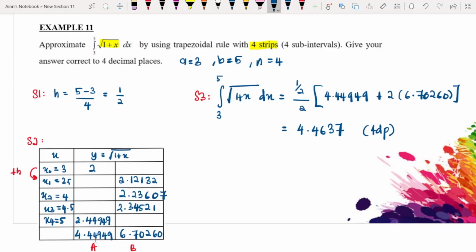So again, how to use your calculator. The first step is to press your mode, which is table. And then the second one is your value of start, which is the value of A. And then the end value is your value of B. And then your step is the value of H.